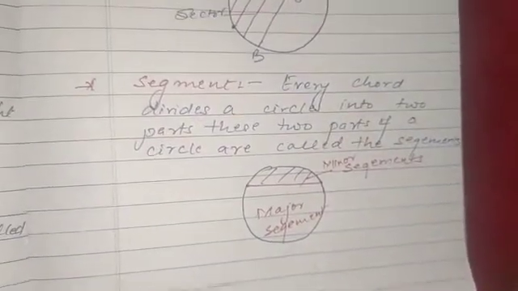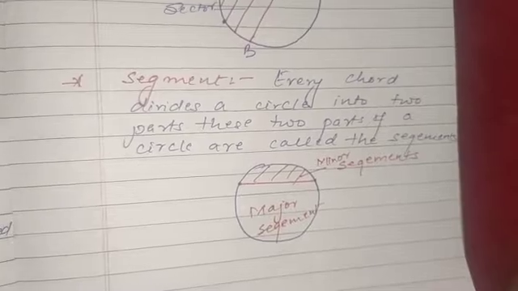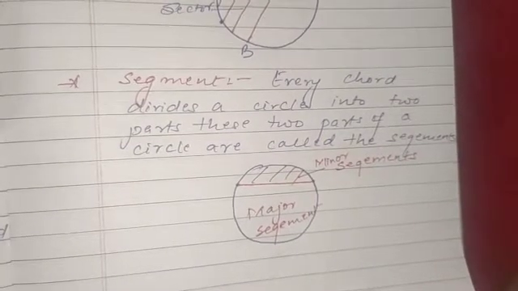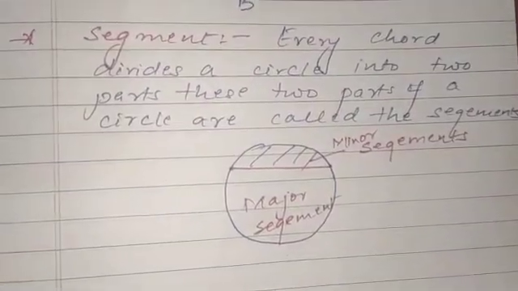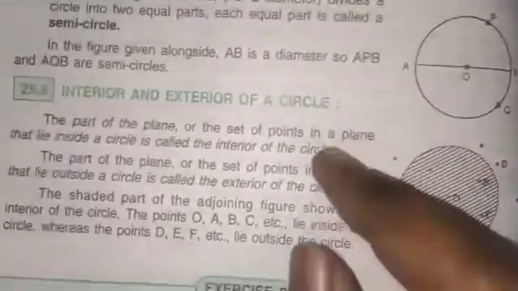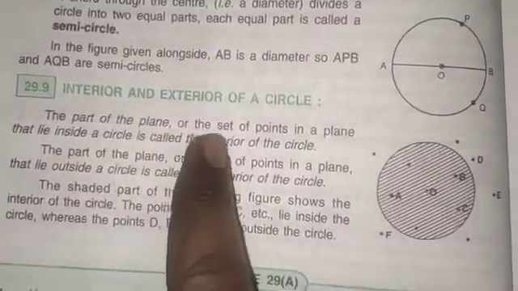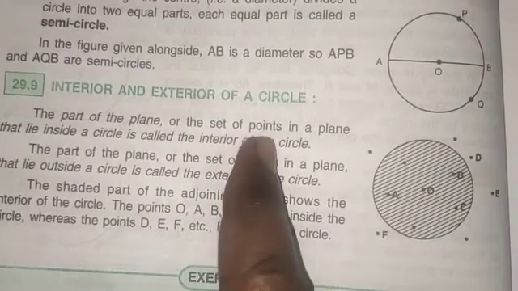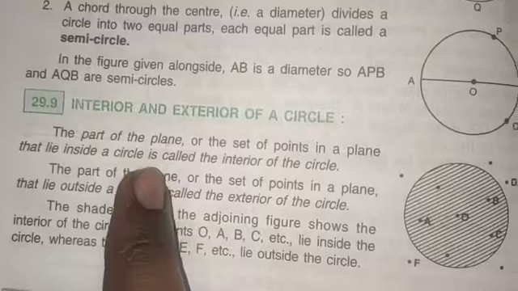Clear? Now the last topic is the interior and the exterior part of a circle. Okay, so I'm not writing it, I'm explaining it like this. See in the book, this is the definition of interior and exterior part. The part of the plane or the set of points in a plane that lie inside a circle.